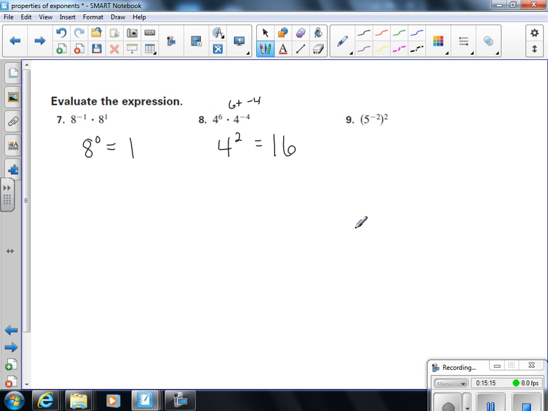Glad somebody's awake today. And the last one, I have a power raised to a power, multiply them. So what's a negative 2 times 2? So I have 5 to the negative 4th, but I do not want to leave it as a negative power, so it'll be 1 over 5 to the 4th.